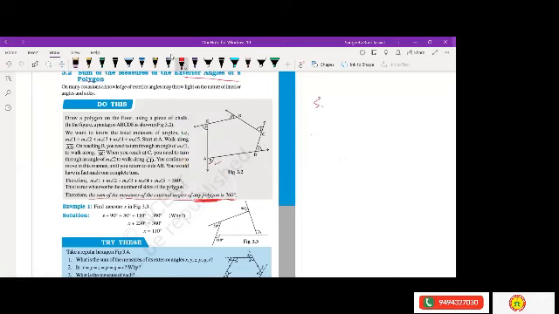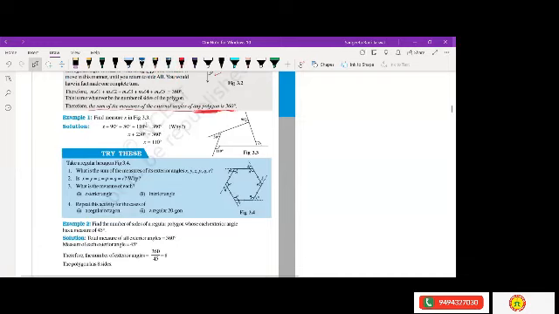Now see, find the measure of x in this. Okay, let's see this example. You have an example here. Find the measure of x in this figure. The figure is given to you here.